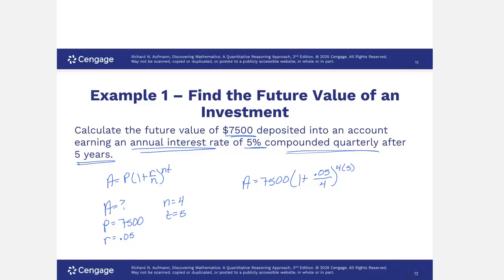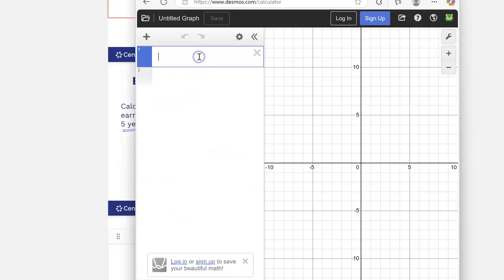So if we plug everything into our formula for compound interest and type this in the calculator, I like to simplify that exponent first. So it's going to be 7,500 times 1 plus 0.05 divided by 4 to the 20th. I'm going to show you how to type that into Desmos: 1 plus 0.05 divided by 4, and then use Shift 6 to get the exponent, and that's to the 20th. So it would be 9,615.28.